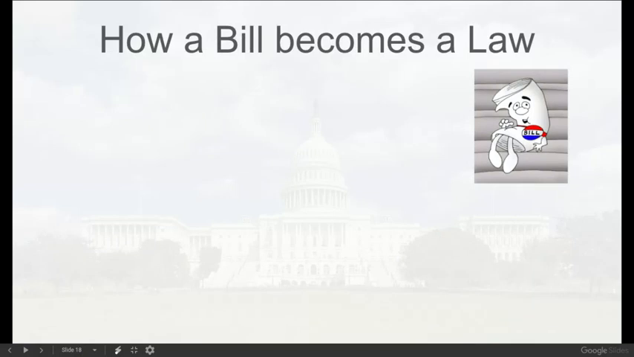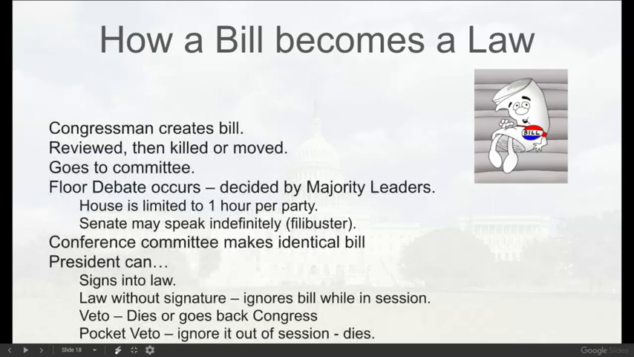So how a bill becomes a law. The first step is that a congressman creates a bill. It has to be a member of Congress. Now, obviously, they have staffs that work for them, and they write the stuff, and they put it together, but ultimately, it's the congressman that creates the bill.